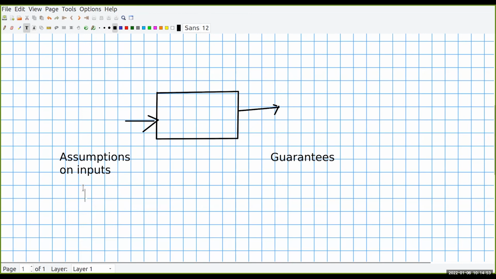So this assumption on the input could be a formula on the x's, and this guarantee is usually another formula. So let's say this is a formula alpha on the x's, and this is a formula phi on x and y. Right. So typically the specification we want to synthesize is that alpha x implies phi xy. So this is the specification that we would want to synthesize. This would be the specification when I'm trying to synthesize this block, right?